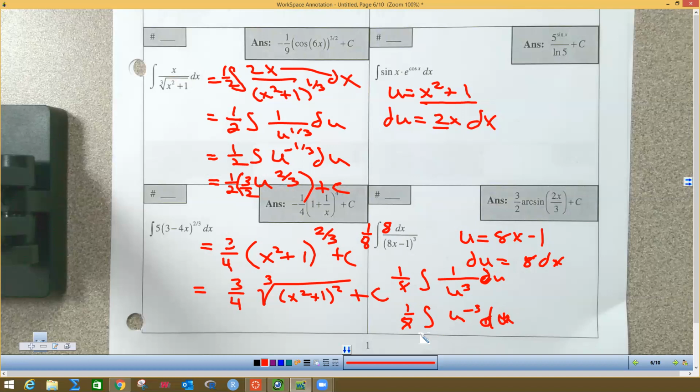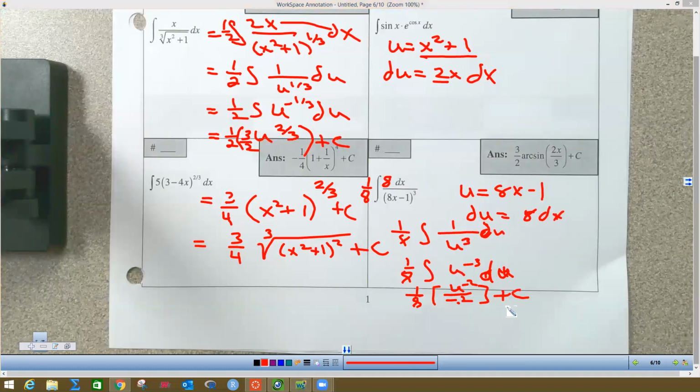And then I got to add 1 to negative 3. So when I add 1 to negative 3, I get negative 2. I got to put that over negative 2. Then I got a plus c. Then I got to take my negative 2 times 1/8. The negative 2 is on the bottom, so this will end up being a negative 1/16 in the front.